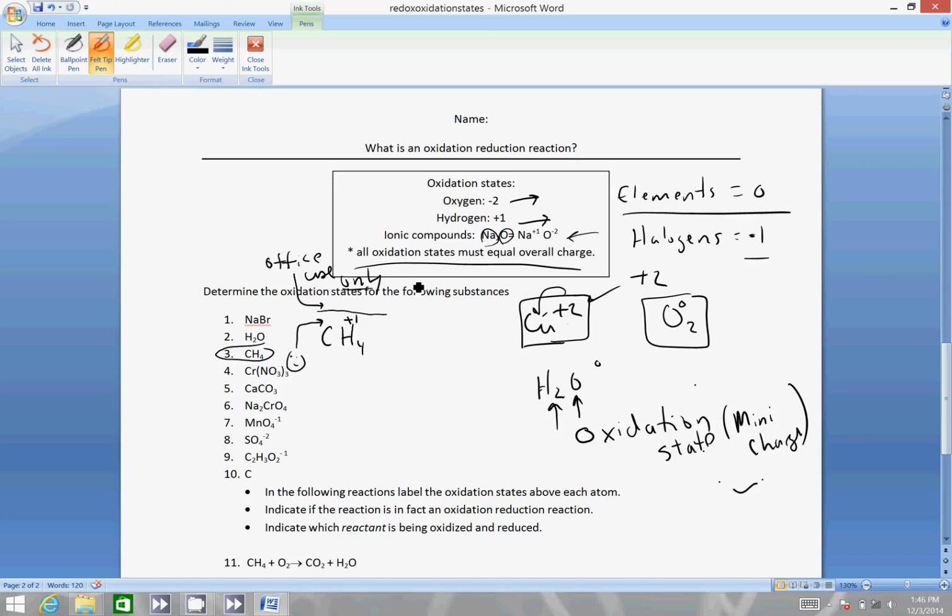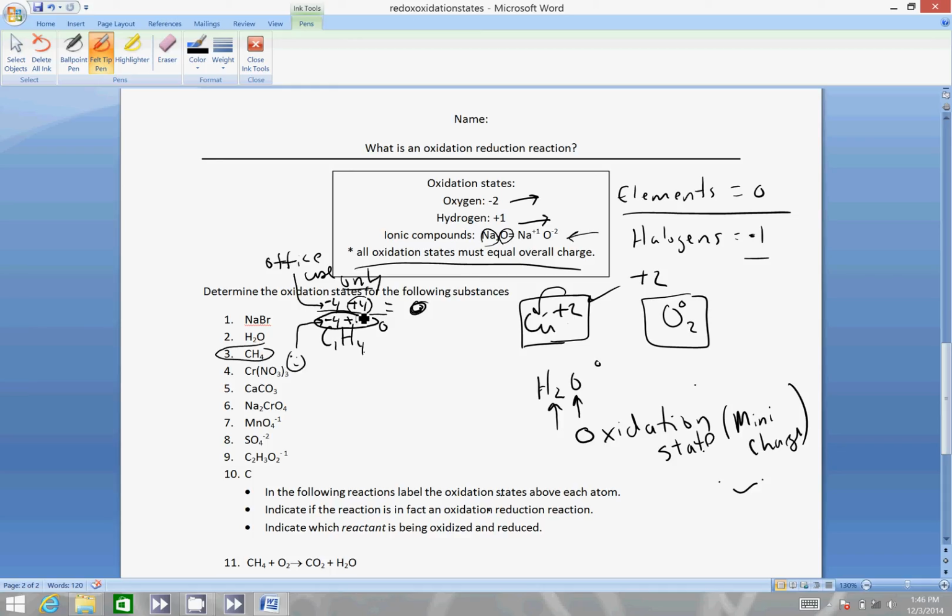I do know that all the charges have to equal the overall charge, which in this case is 0. So +1 times 4 is a +4. Again, +4 is not the answer. +1 is the answer, but it allows me to say, okay, if this is a +4 overall, then carbon must be a -4 in order to get a 0. And therefore carbon's individual charge is -4, because there's one of them. And these are my oxidation states.